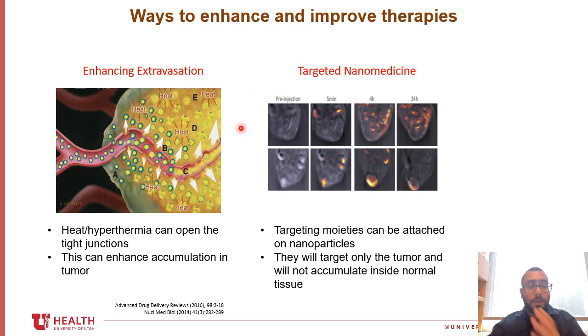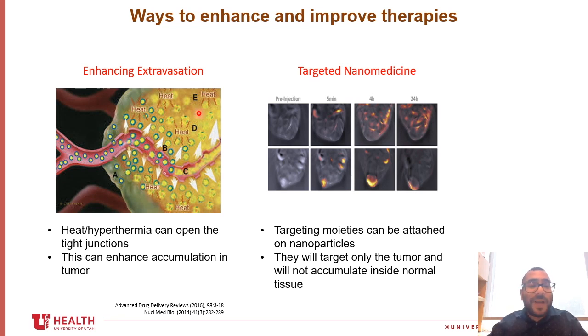We have evidence from the last 35 years. So what we need to do is come up with ways where we can improve therapies. For example, we can enhance extravasation. How can we do that? We can apply heat or hyperthermia and open the tight junctions. Hyperthermia is the process of increasing the body temperature. We can do that by applying lasers. So if we know that we have a tumor in a particular place in the body, we can apply heat to that particular region, and heat results in opening of these tight junction gaps.